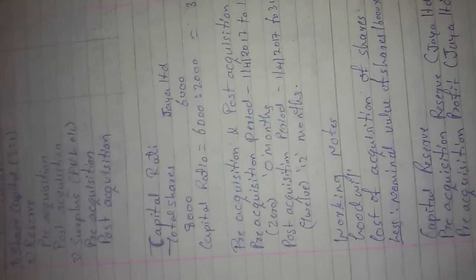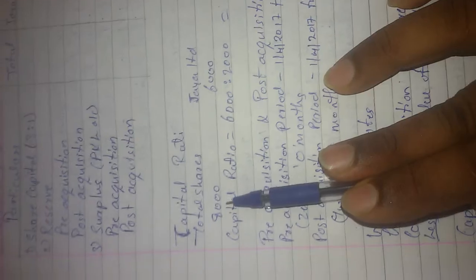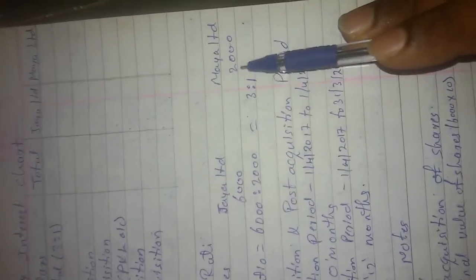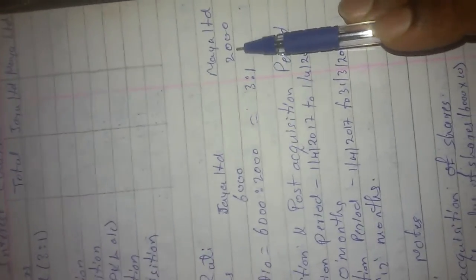So now first we need to calculate the minority interest chart. Minority interest means what is the position of Maya Limited, how much fund is available for their shareholders apart from Jaya Limited. For that we first need to calculate the capital ratio. The capital ratio is calculated based on the number of shares acquired by the holding company. That is, out of 8,000 shares, Jaya Limited has acquired 6,000 shares and only 2,000 shares are left with the subsidiary company, that is Maya Limited.